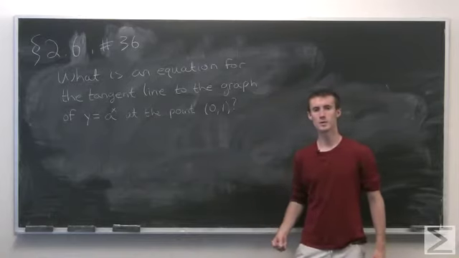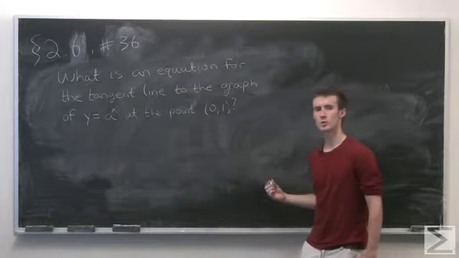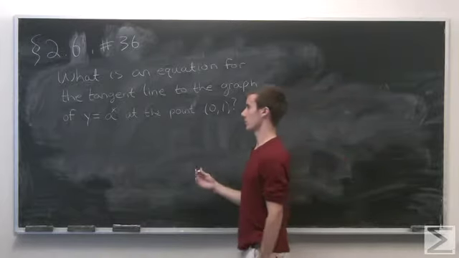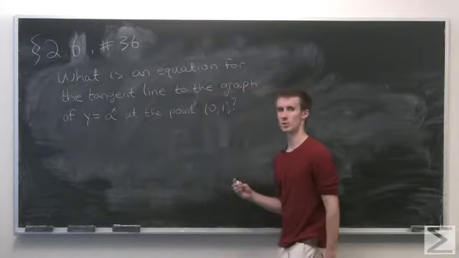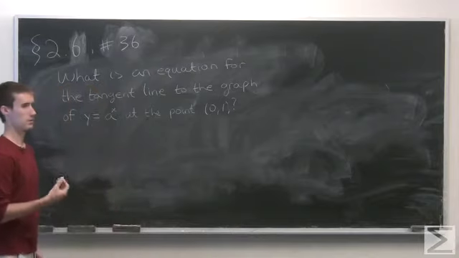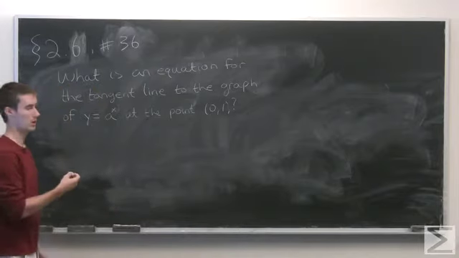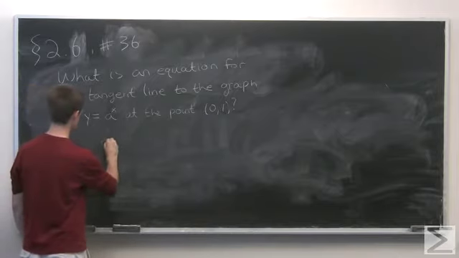In problem number 36 of section 2.6, we're again asked to find the equation of a line tangent to the graph, this time of the function y equals a to the x at the point (0, 1). So first step here is, well, let's find the derivative of y with respect to x.